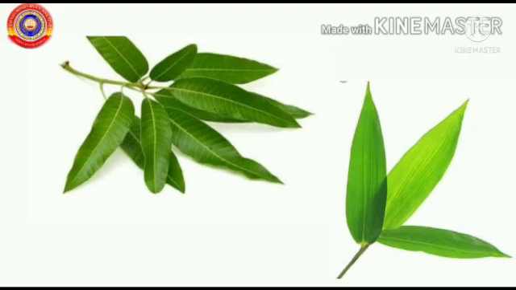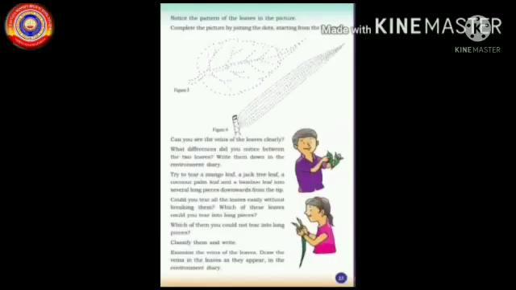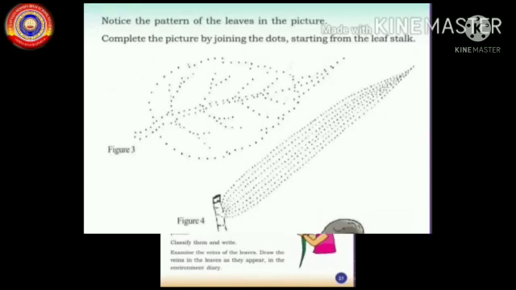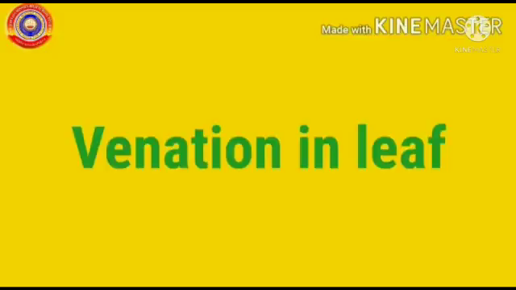Also, observe carefully, kids. In some leaves, the lines can be seen clearly. In some other leaves, we cannot see the lines clearly. Am I right? So, these lines on the leaves are called veins. Okay. In your textbook on page number 23, there is a pattern of two leaves given. You have to complete the picture by joining the dots. Okay. Now, we are going to discuss venation in leaf.